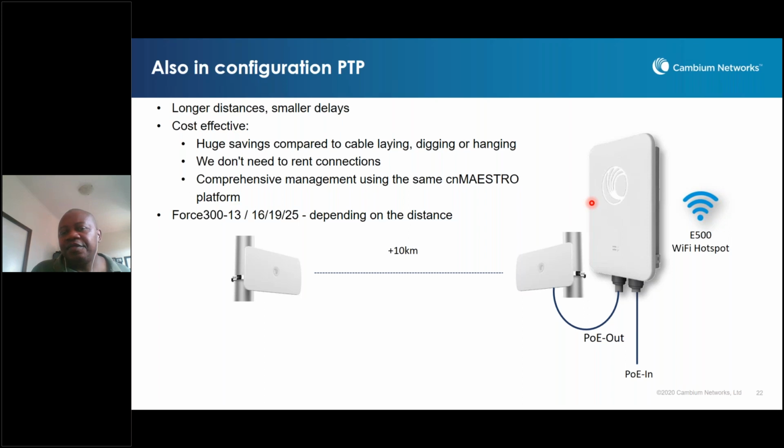Similar thing as we saw earlier. This is just point-to-point, where you have a point-to-point link, and then on one side the slave is co-located with a Wi-Fi public hotspot AP.